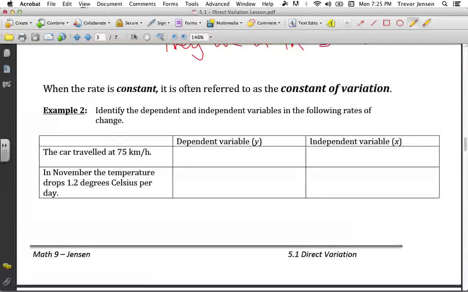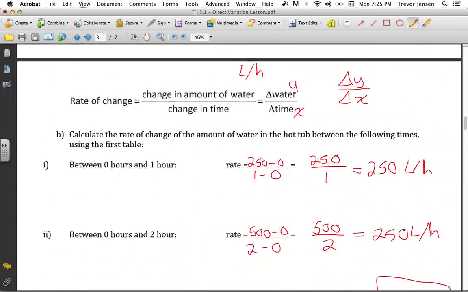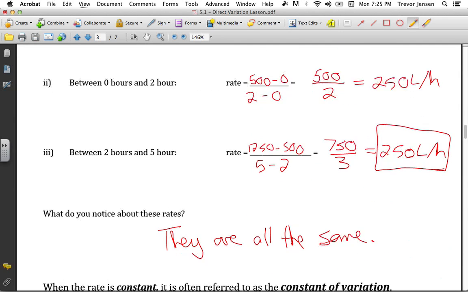Before we move on, I just want to quickly make sure you're able to tell the difference between the dependent variable and the independent variable. That way when you're calculating your rates of change, you're doing it in the proper way. You're doing change in the dependent divided by change in independent. You have to make sure you're doing that the proper way, because if you do reverse that by accident, you're going to get the wrong constant of variation.